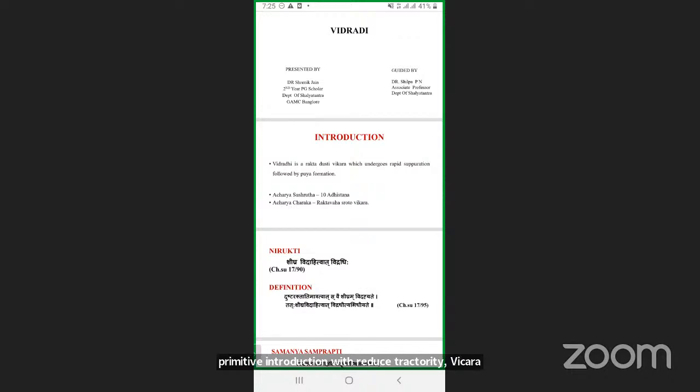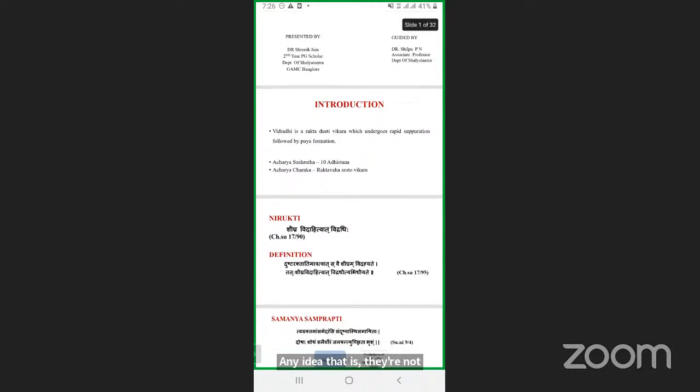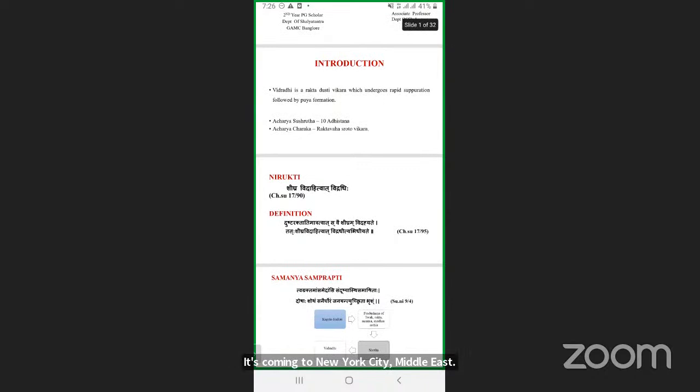Coming to reference, we can find it mainly in two samhitas. That is Acharya Sushruta explained in the 10th chapter, explaining Amapakvaeshaniya, that is 10 Adhishthana. And Acharya Charaka, while explaining Raktavaha Srotovikaras, he explained Vidradi Roga. Next, coming to Nirukti.